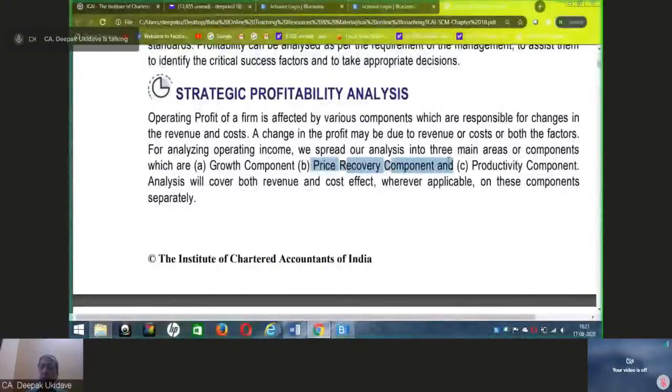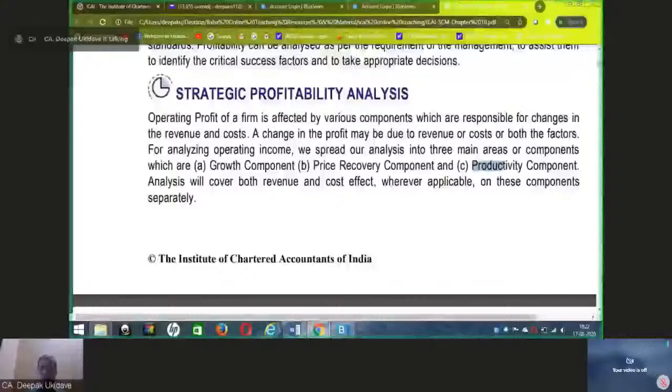We can measure growth in terms of volume as well as value, cost as well as output. Price recovery again we can measure in terms of volume as well as in terms of price. But productivity can be measured only in terms of volume. So we'll understand the impact of all 3 components on profitability of the company for 2 years. So remember these keywords: growth component, price recovery component, and productivity component.